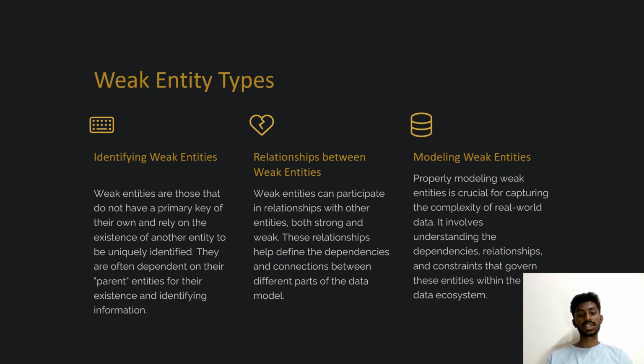Relationships between weak entities. Weak entities can participate in relationships with other entities, both strong and weak. These relationships help define the dependencies and the connections between different parts of the data model. Modeling weak entities. Properly modeling weak entities is crucial for capturing the complexity of real-world data. It involves understanding the dependencies, relationships, and also the constraints that govern these entities within the data ecosystem.